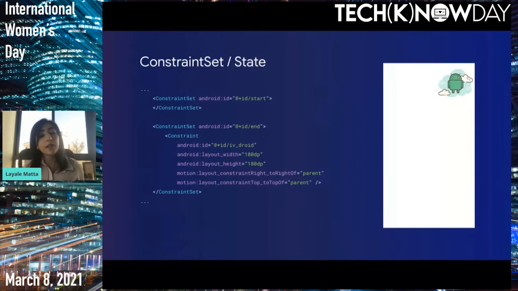So we like to think of a constraint set as a state. We here have 2 states, state start and state end. And as we can see here, the end state has the constraints of this image in this specific state.